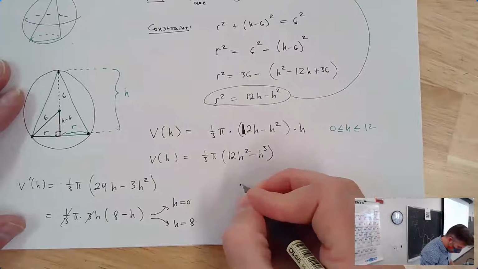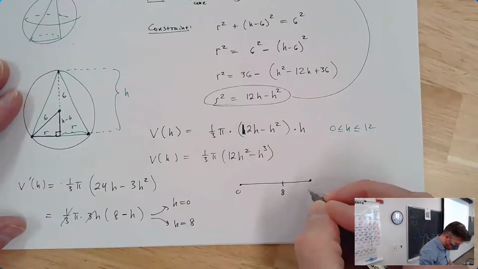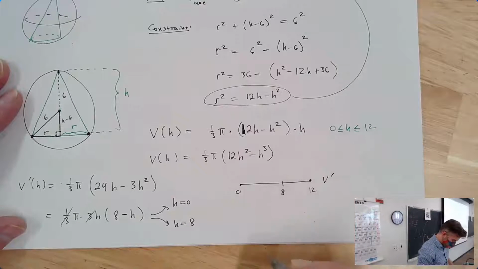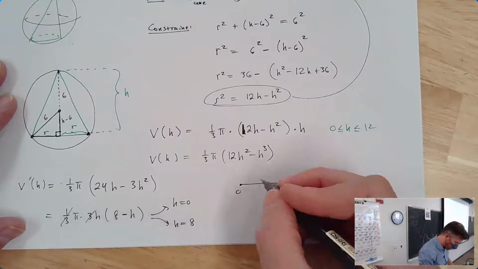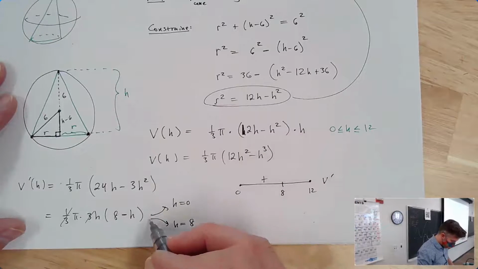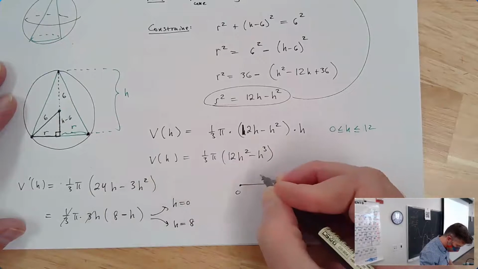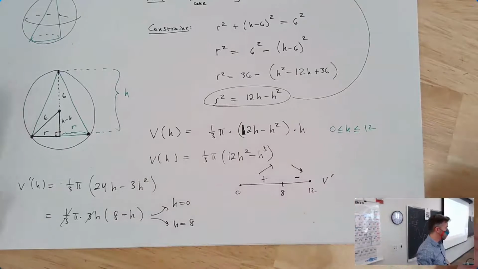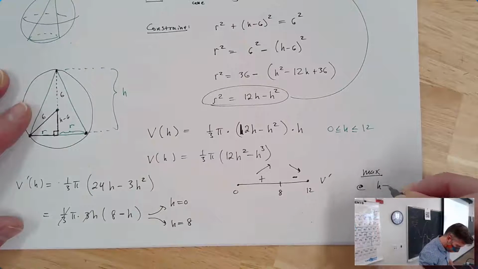So when we think about, and again, you might not have to do this on your test, but when we think about if it's a maximum or not, picking something smaller than 8, like 1, and plugging into the derivative, we see it's definitely positive. Picking something larger than 8, like 9, plugging into the derivative, it's definitely negative. So it is increasing, decreasing. It is definitely a maximum at h equals 8.